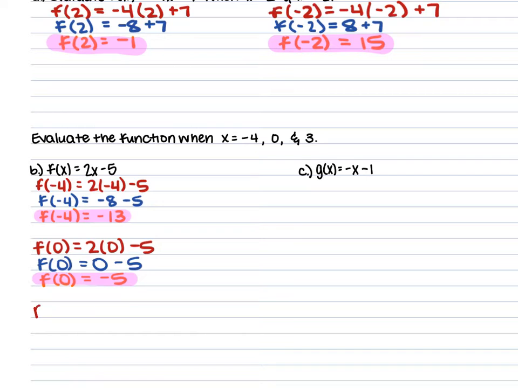Lastly, we'll do f of 3. So that's going to be 2 times 3 minus 5. The 2 times 3 gives us 6. So f of 3 is equal to 6 minus 5. 6 minus 5 is 1. So f of 3 is equal to 1.